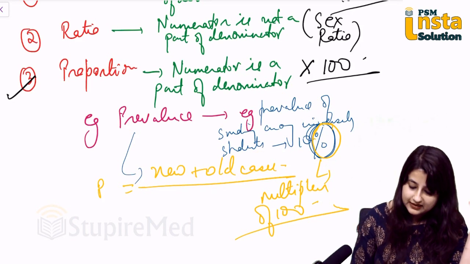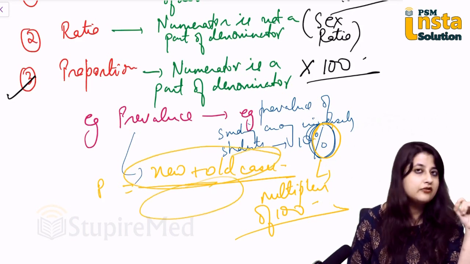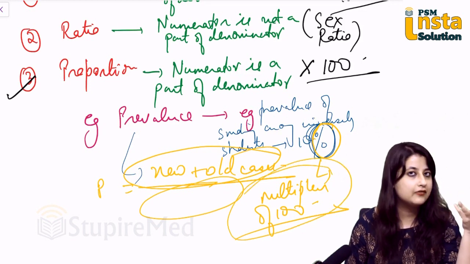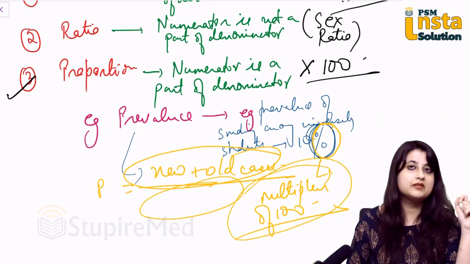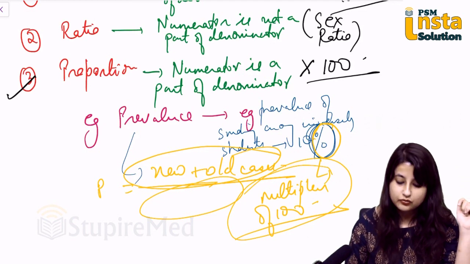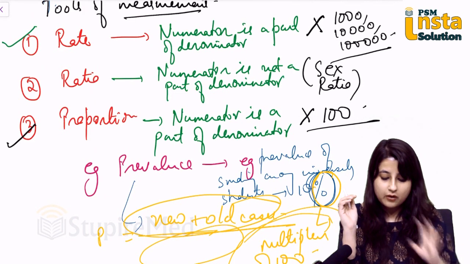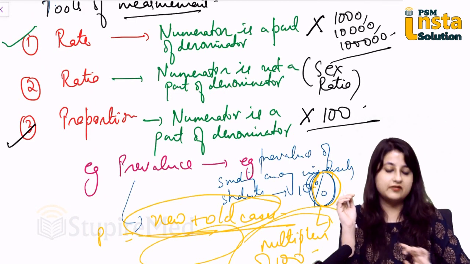All right, so this numerator is obviously a part of my denominator, but since the multiplier I have used is 100, that is why it becomes a proportion. Is that clear to you? So just look at this: in a rate, the numerator is a part of the denominator, but my multiplier is different.